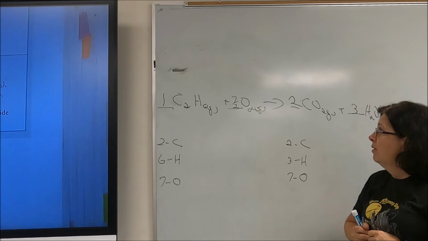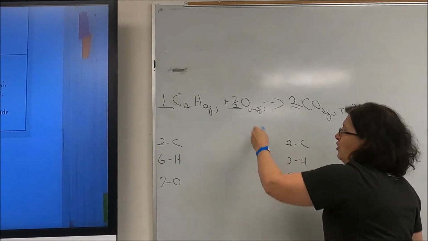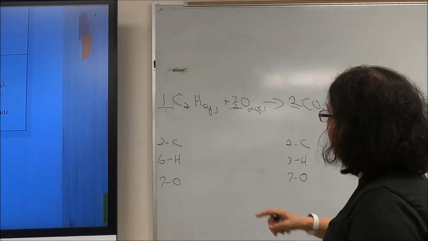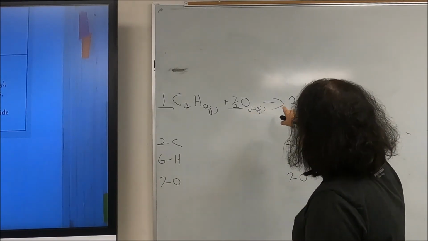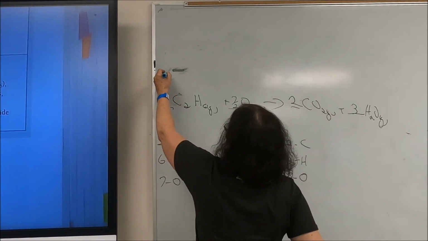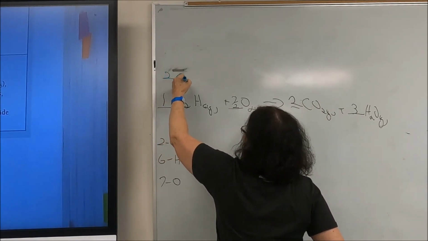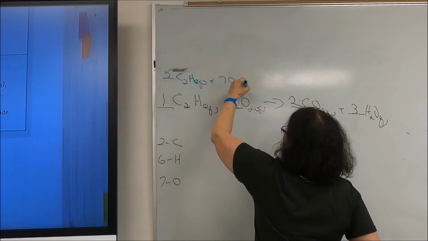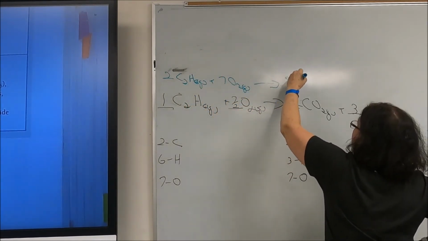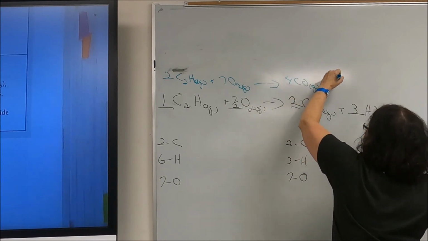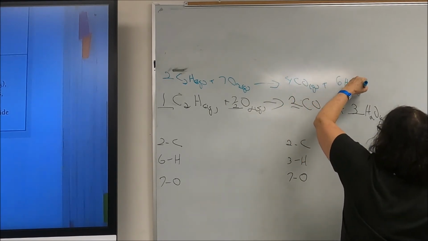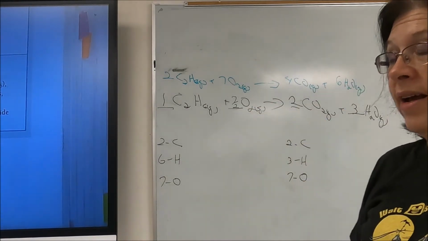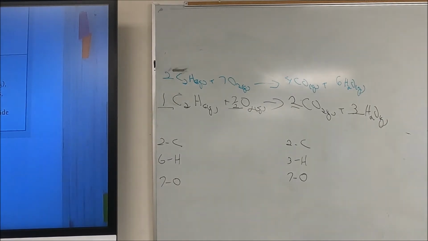Everything's balanced. But I've got a fraction, and in balanced chemical equations, we don't like fractions. So to get rid of that fraction, I need to multiply everything by 2. So if I did that, I get 2C2H6 gas plus 7O2 in the gas phase, going to 4 carbon monoxide gas plus 6 waters in the gas phase. Okay? And that would be my final product, my balanced chemical equation.